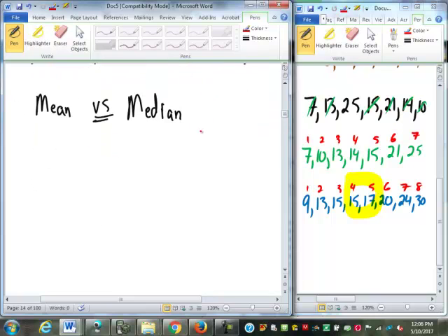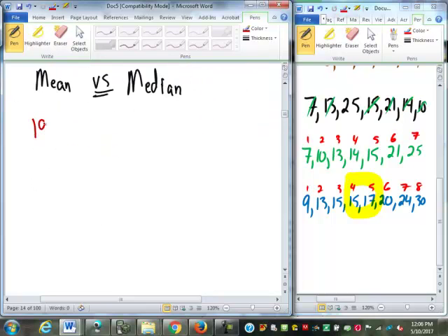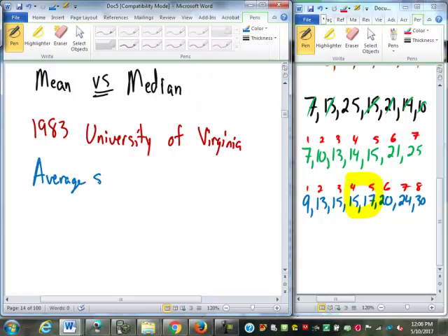Why is that important? Well, let me give you an example. In 1983, I believe it's 1983. I'm not sure if it's 1983 or 1984, but we're going to go with 1983. The University of Virginia advertised that the average starting salary for a marketing graduate from their school.